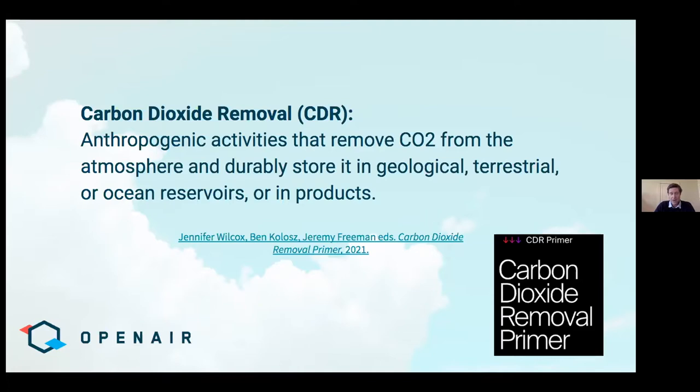Number two, carbon removal is often conflated in the media and elsewhere with carbon capture, which typically means to capture CO2 from a point source emission. That's a form of emissions reduction, and it may or may not have a role to play in our larger climate toolkit, but it's not carbon removal. So it's really important to make sure that we're talking about carbon removal, which is, again, removing CO2 from the atmosphere and durably storing it.